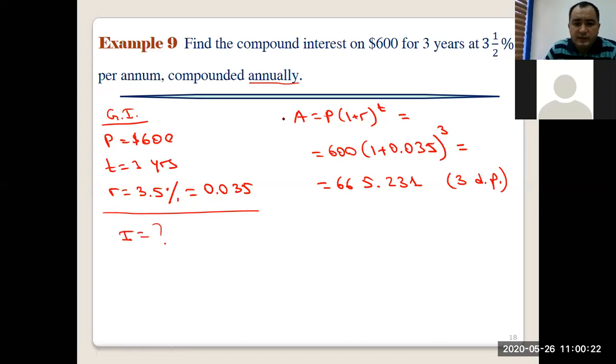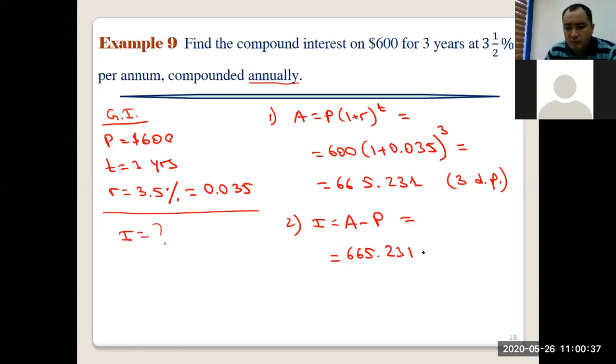No, we didn't finish it yet. That is our first step, right? The question is we need to find I. So what is I? I is the amount minus principal. The amount is 665.231 minus principal, which is $600. So which is equal to, you just write here, $65.231.